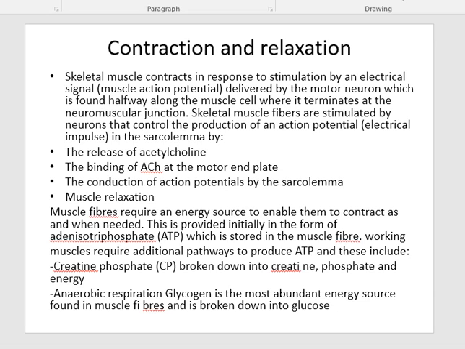where it terminates at the neuromuscular junction. Skeletal muscle fibers are stimulated by the neuron that controls the production of an action potential, which is an electrical impulse in the sarcolemma, by release of acetylcholine or binding of acetylcholine at the motor end plate, with the conduction of the action potential by the sarcolemma and then later on muscle relaxation.